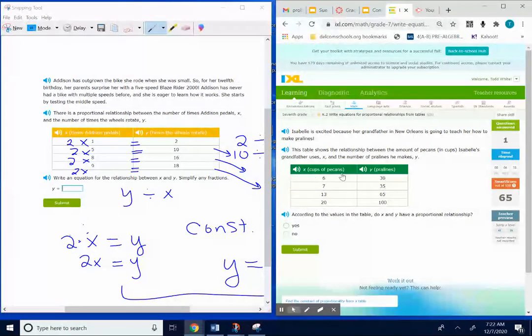Okay, so that's back to what we did before. You want to see if the y value divided by the x value is always the same thing. Okay, so you would want to take 30 divided by 6, 35 divided by 7, 65 divided by 13, 100 divided by 20, and see if you get the same thing every time. And if you do, you would click yes, it's proportional. And if that would be a no, you would click no, it's not proportional.